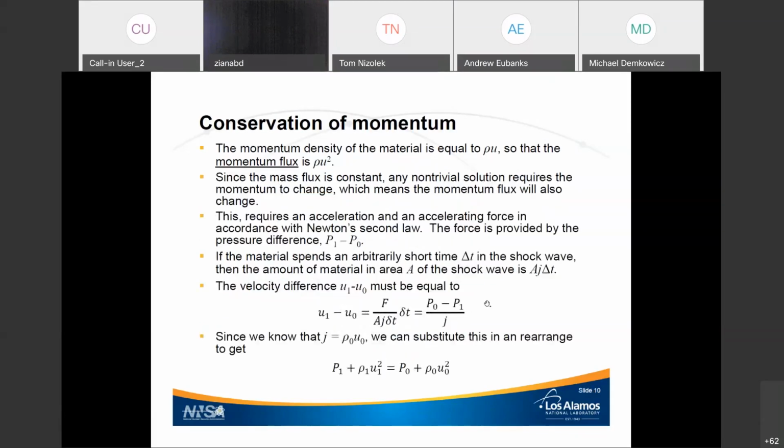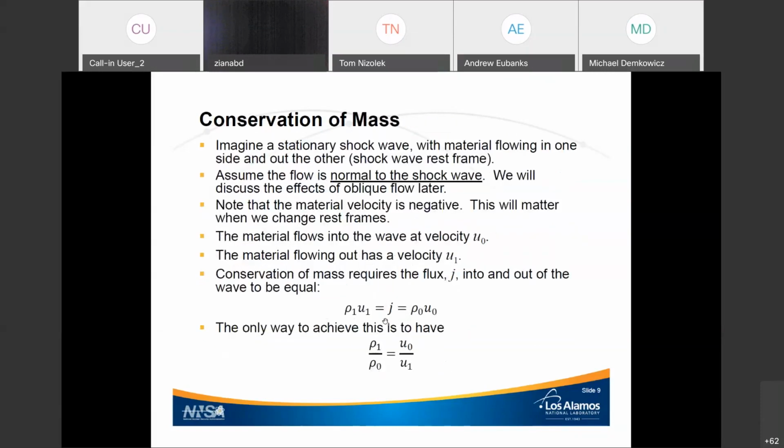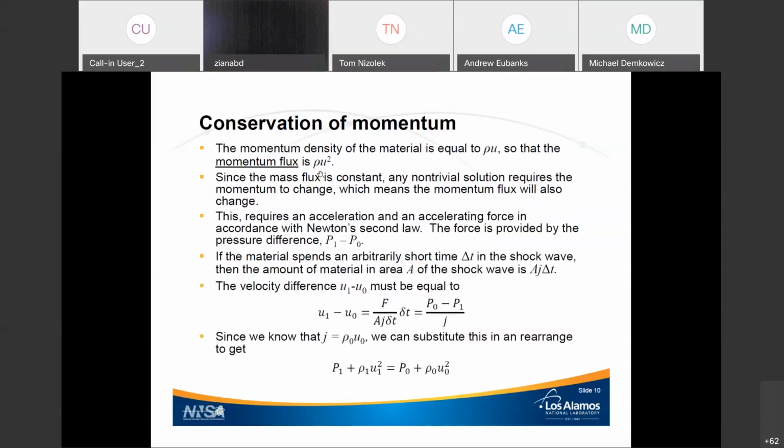Momentum. The momentum density of the material is equal to rho times u. So the flux is the same as the momentum density. So the momentum flux is rho u squared. Since the mass flux is constant, that means this quantity here is constant, any non-trivial solution, again, the momentum flux is going to be a constant.